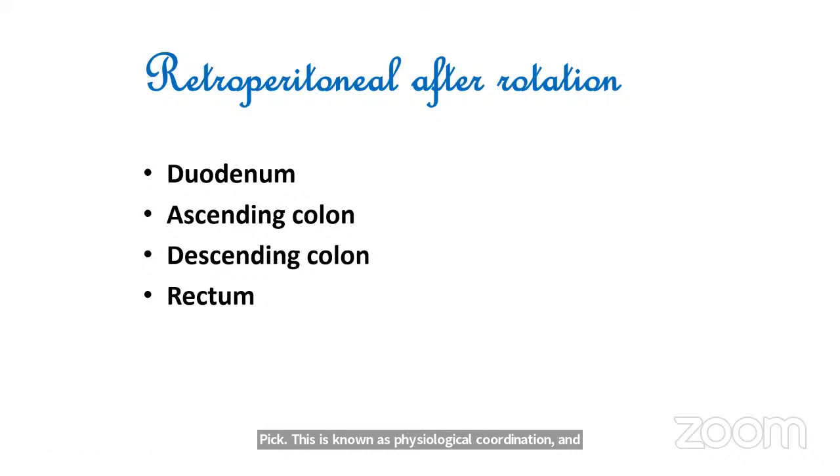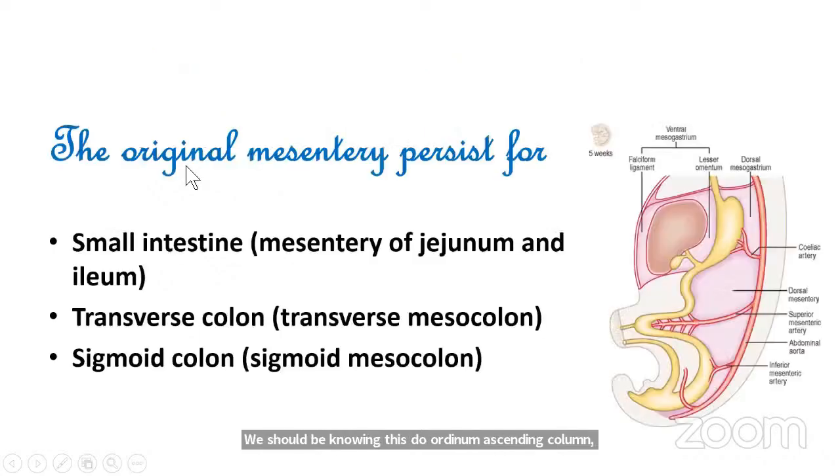And some of the structures become retroperitoneal, that means they were suspended by peritoneum, and after rotation, they will lose their peritoneum and be placed towards the posterior aspect. You should be knowing this. Duodenum, ascending colon, descending colon, and rectum. These will be devoid of peritoneal folds.